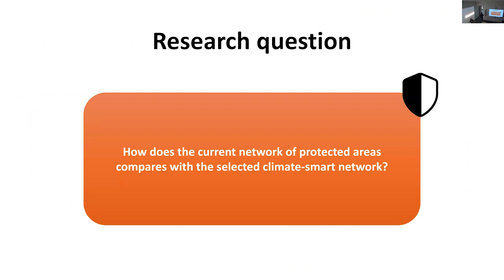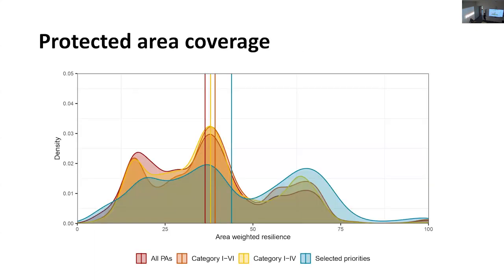And then we wanted to see how the current network of protected areas compares with the selected climate smart network. What we found is that, in general, whether including category 4 or category 6, or all the protected areas, our selected priorities were more resilient to climate change.